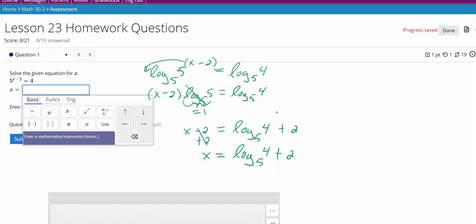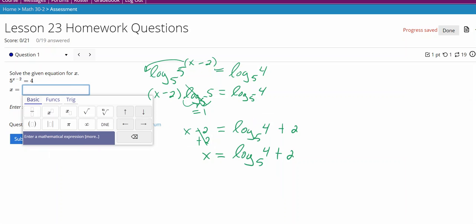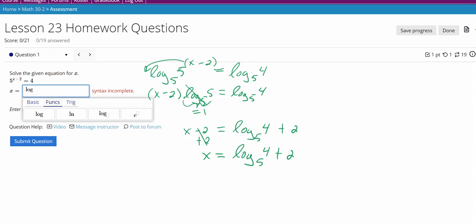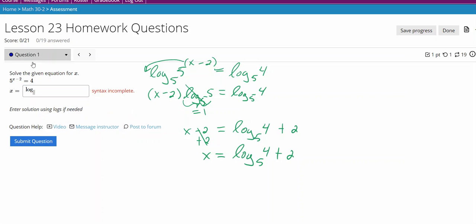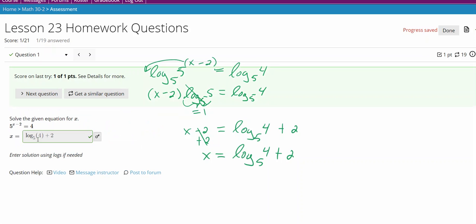And the way that you would type these in, if you go to functions, you'll see that you have these different logs, and we even have log, and it shows you that you can put in a different number there, right? So we just type this in as log base 5, and then push the over arrow to go back up, of 4, and then push over, and then plus 2. There you go.